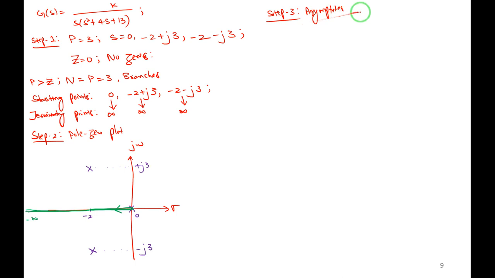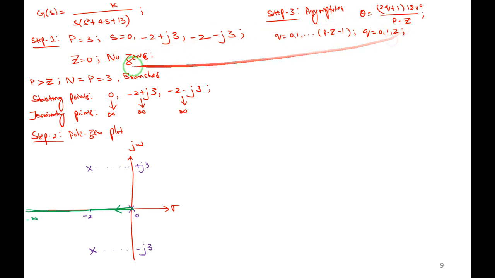So the formula is theta equal to (2q plus 1) into 180 degree divided by p minus z. So q can take values of 0, 1 and so on till p minus z minus 1. What is p minus z minus 1? 3 minus 0 minus 1 means 2. So q can be 0, 1, 2, because 3 minus 1 is 2. So it can take only 3 values.